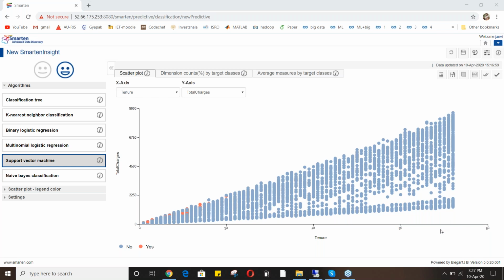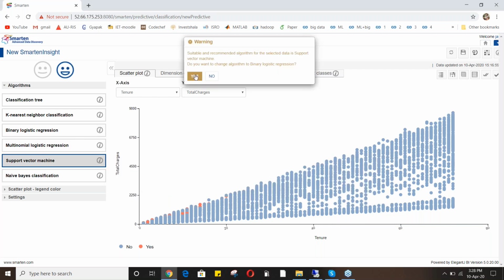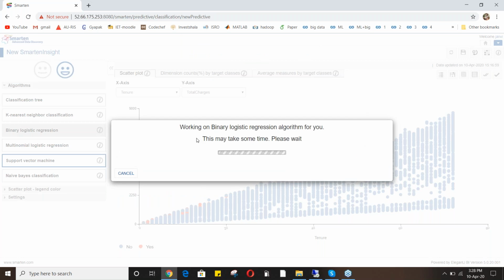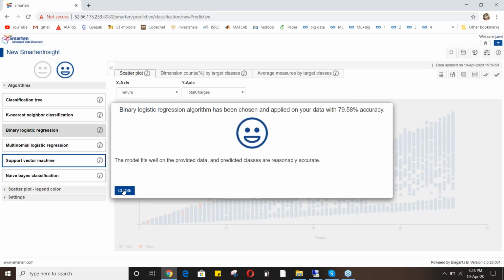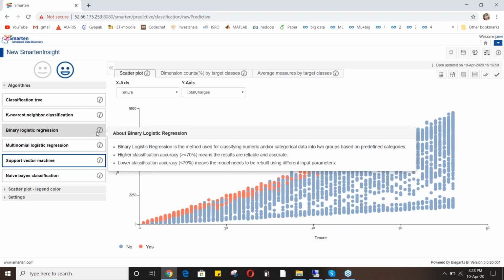Umesh has a question: does it try out all the algorithms, and if yes, can we see the results of other algorithms? So yeah, Umesh, it will try out all the algorithms, and we can see the results of other algorithms. It will just pop up the algorithm which gives the fastest result with accuracy of more than 70%. It will quickly compare and recommend, but you can also click on the other algorithms and see the interpretation there also.